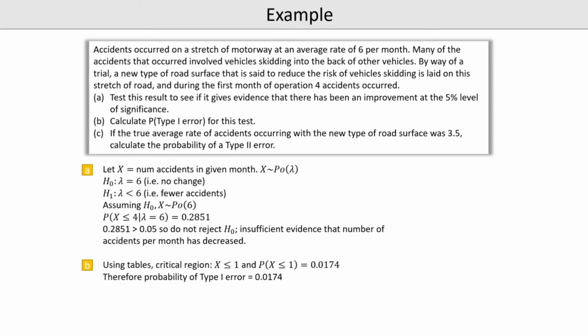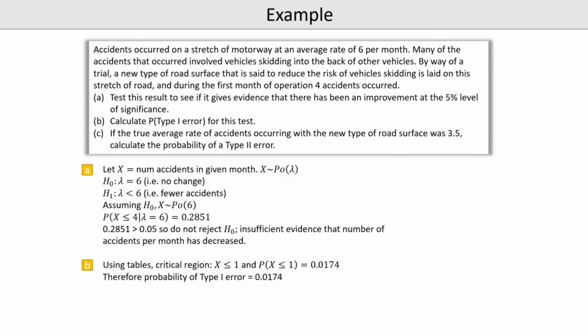X is less than or equal to 1. Now the probability of that critical region, 0.0174. Probability of a type 1 error, 0.0174. So you've been finding type 1 errors for a long time. The actual significance level. In part C, we're told if the true average rate of accidents occurring on the new type of road surface was 3.5, calculate the probability of a type 2 error.